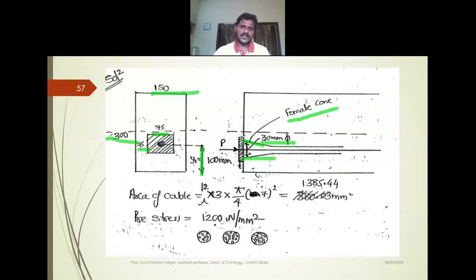Now here he has asked the thickness of this plate. Area of cable is equal to pi by 4 into 3 cables of 12.7 square. If you calculate this, you will get 1385.44 mm square. Then pre-stress he has given as 1200 Newton per mm square.